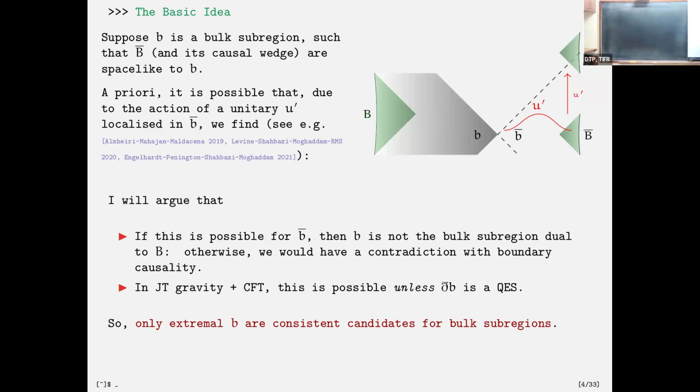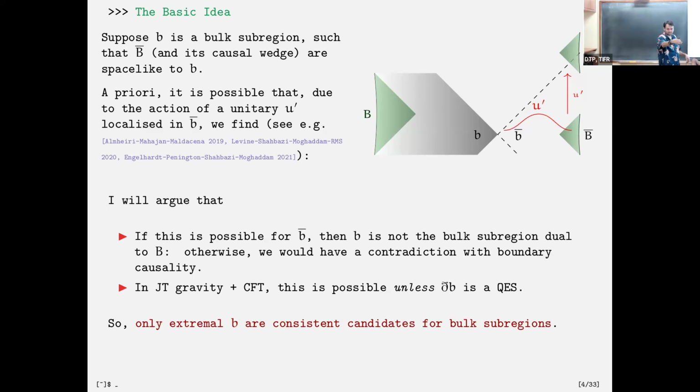This statement is true for all capital B, or capital B is an input into the statement. No, but your conclusion is that the small b has to be extremal, right? The boundary of small b has to be. Yeah, the boundary of small b, but it doesn't mention anything about capital B. Well, you made a statement which is independent of capital B. And when you say that, there is no homology condition. Yeah, there is a homology condition. For a given capital B, its bulk dual can only be extremal.